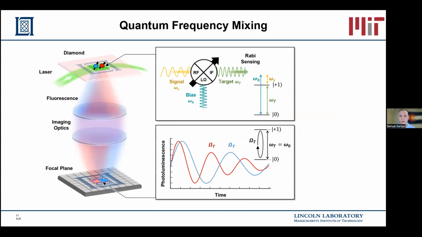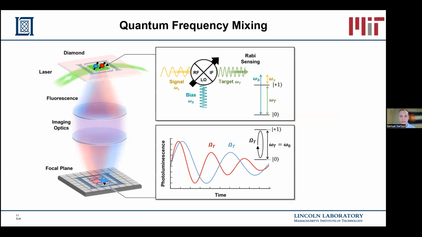We applied this quantum frequency mixing method with our magnetic imaging method, and this enabled us to make magnetic images of structures in this previously inaccessible AC frequency range. Here is a schematic diagram of quantum frequency mixing on a magnetic microscope.